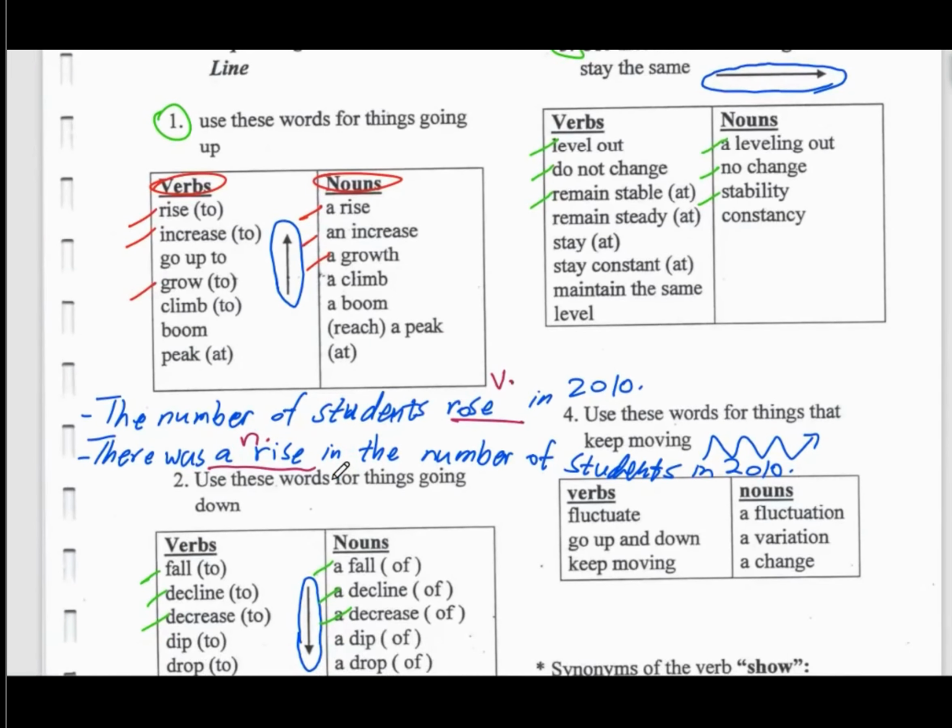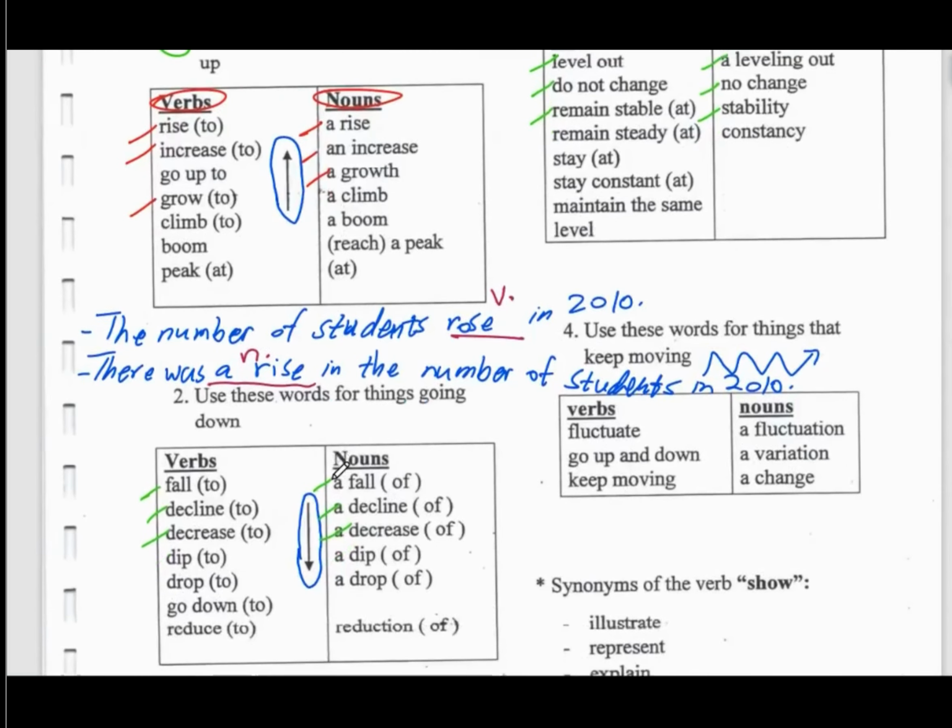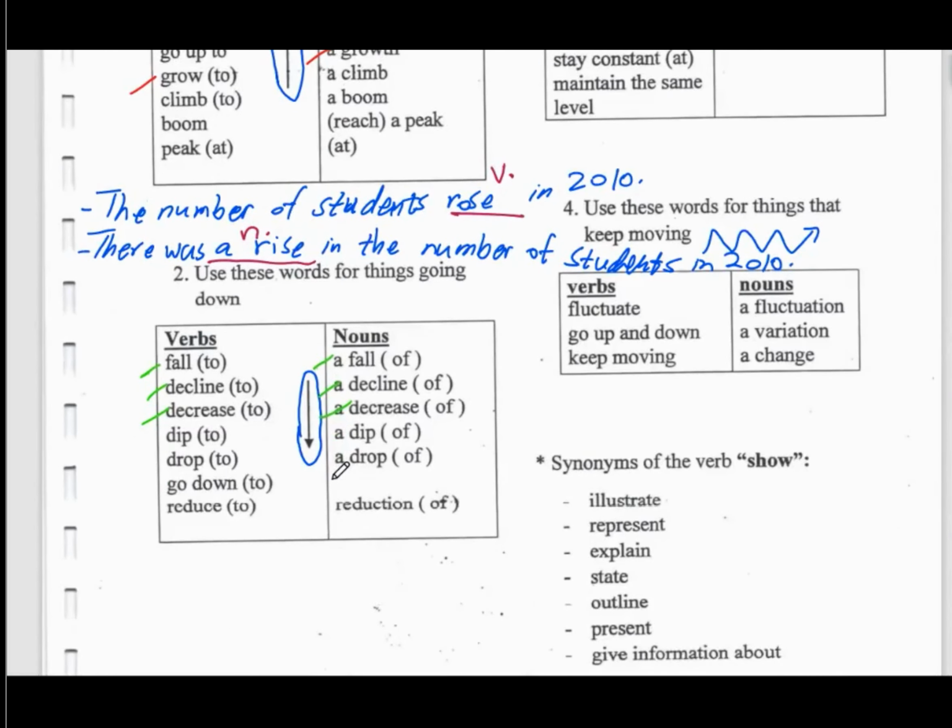So don't memorize every word in these tables. That will confuse you. Three from each table, three verbs, three nouns is enough. The last one, we have all three here. Fluctuate, go up and down, keep moving, same meaning. There is a fluctuation, there is a variation, there is a change. Same meaning. Okay?